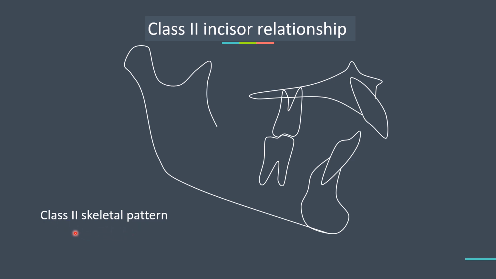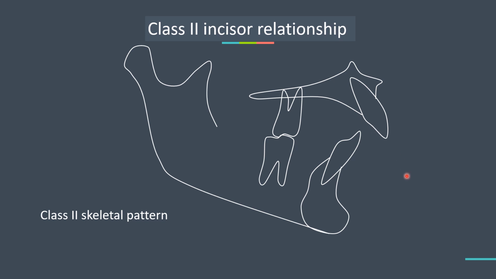and the Class 2 skeletal pattern is due to either the prognathic position or the anterior position of the maxilla in relation to the mandible, or the prognathic position of the maxilla in relation to the cranial base. The Class 2 skeletal pattern also may be due to a retrognathic position or posterior position of the mandible in relation to the cranial base, or retrognathic position of the mandible in relation to the maxilla.